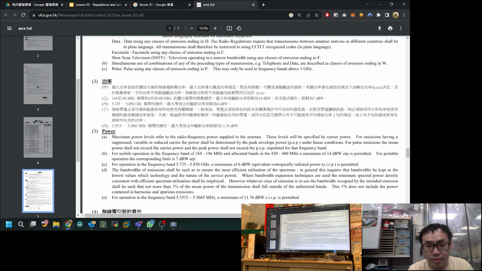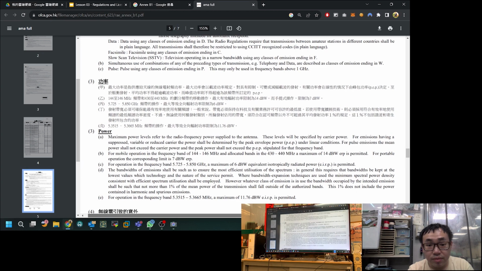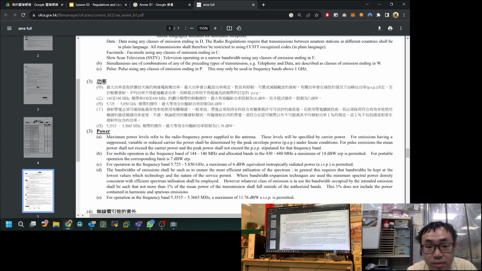For mobile operation, the frequency band is 14 dB watt. For portable operation it is 7. So it doesn't mention other frequencies other than this 21 megahertz band. From the wording, if it is not mentioned, then you can play with it. If this is the case, I can bring my fixation into the open area and transmit 20 dB watt, right? To my understanding, yes.